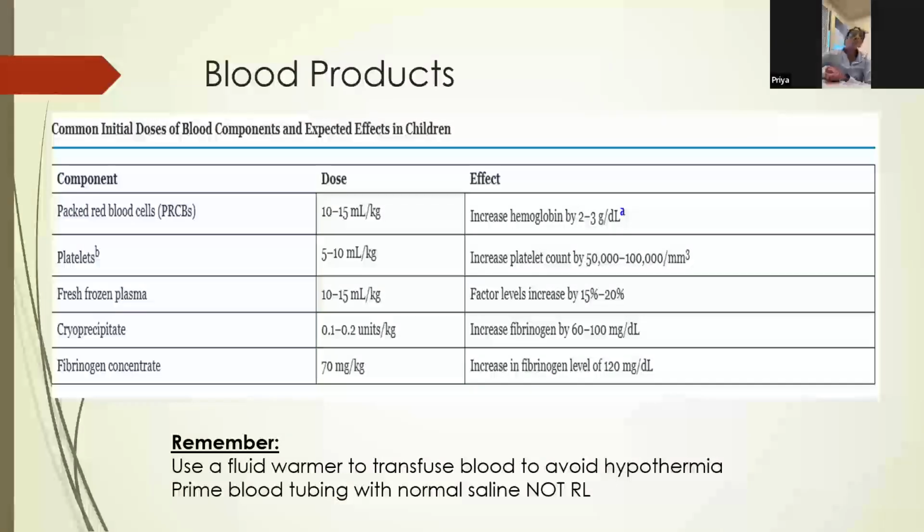But once you're under 30 kilos, you need to think about, okay, if it's a 10-kilo kid, 10 per kilo is 100, 20 per kilo is 200. So that's less than 1 unit of blood. And the same numbers can be applied to platelets, FFP, cryo is a little bit less. And then not everyone has fibrinogen separately, but something to consider.